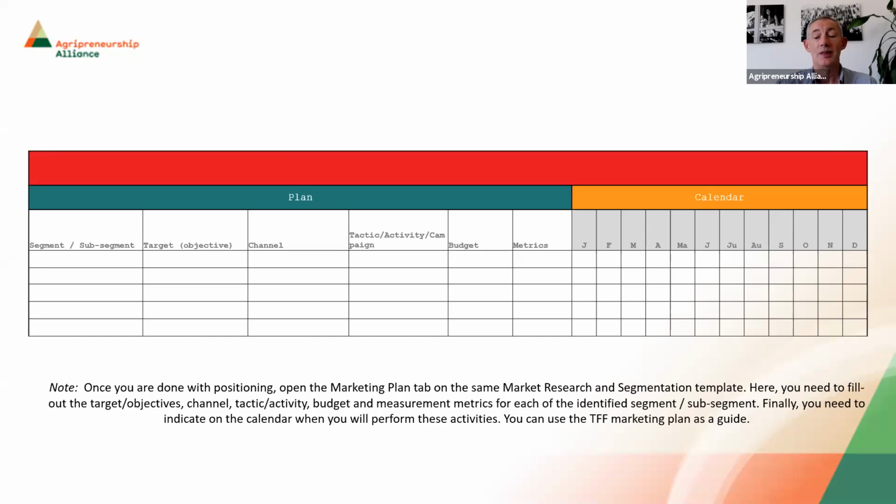And all you do with this is, if you have a segment or a subsegment that you want to reach, that you've identified a target, for example, I'm going to set up a Facebook page for my business. And then you can actually say, which month am I going to do that in? I'm going to do it in January.